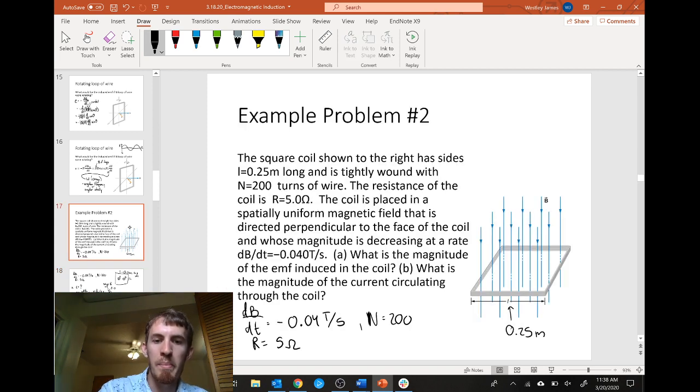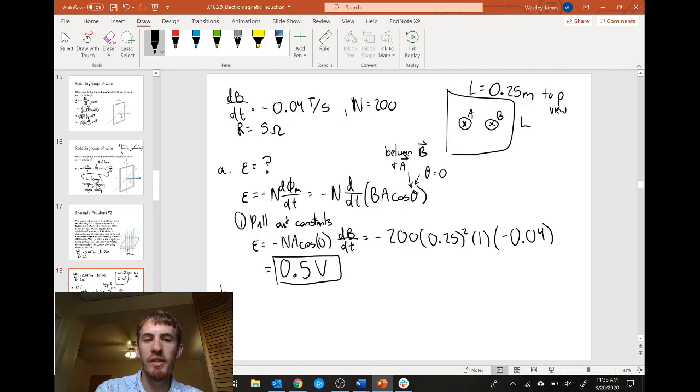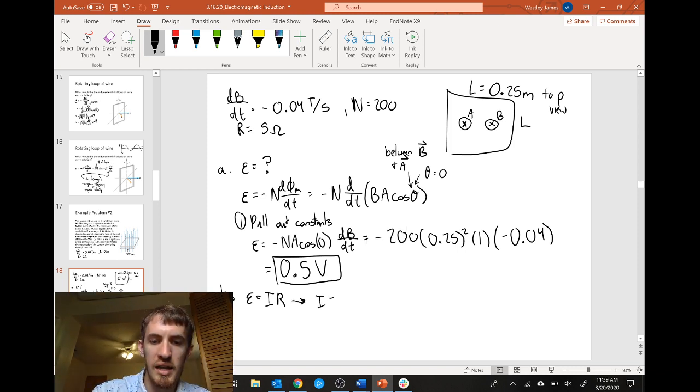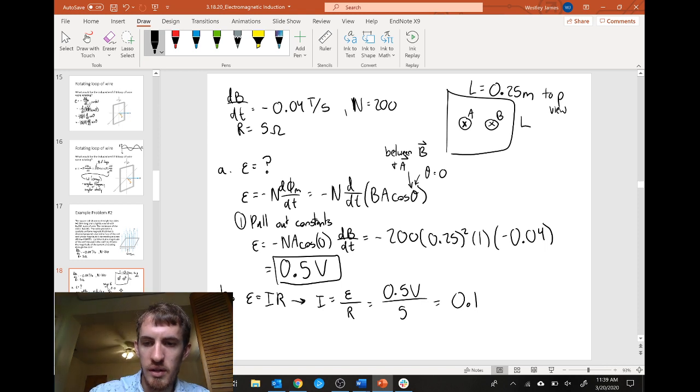Part B is, what is the magnitude of the current circulating? So to figure out the magnitude of the current, remember I said that this EMF is pretty much voltage. We can treat it pretty much the same thing. So therefore, and I showed this before, EMF is just going to equal Ohm's law, I times R. So if we want to solve for I, that's going to be the EMF over R, and we conveniently have all those values now. 0.5 volts over 5, and you just get 0.1 amps.